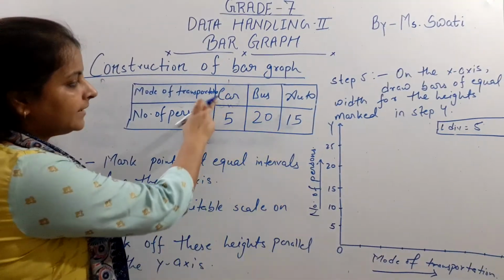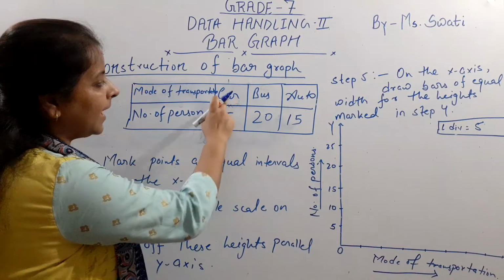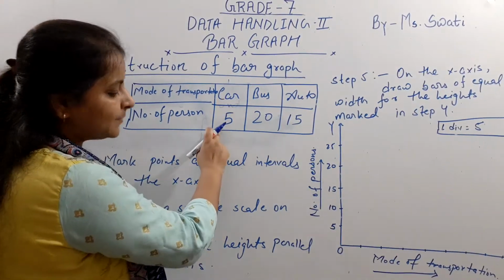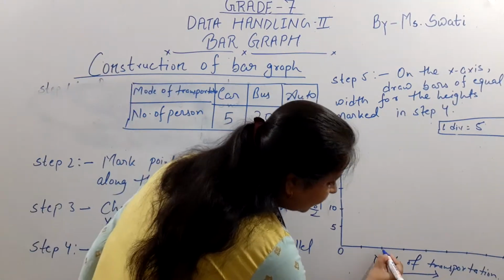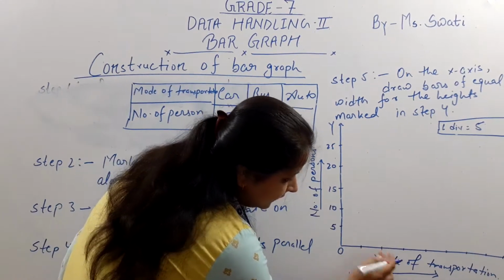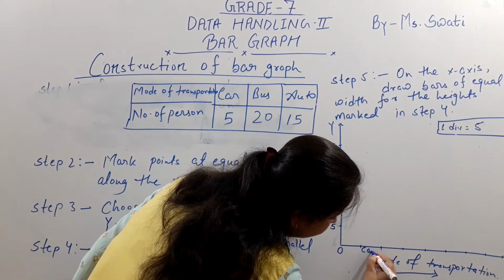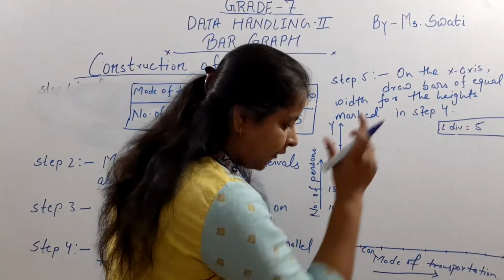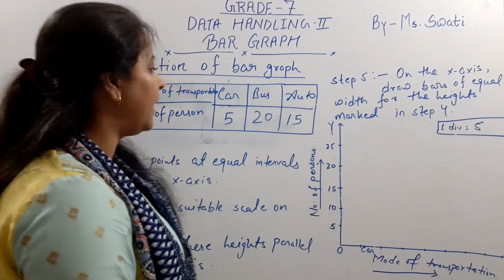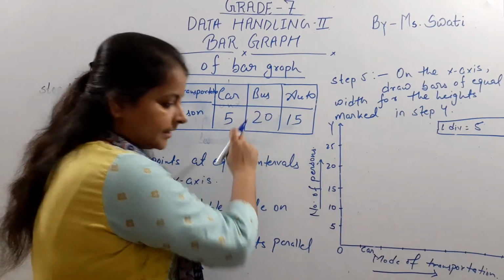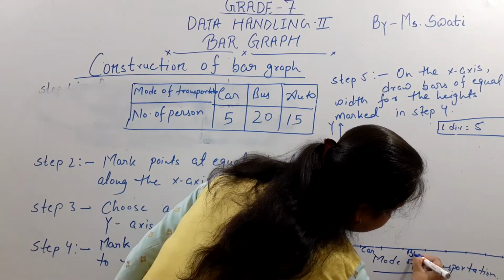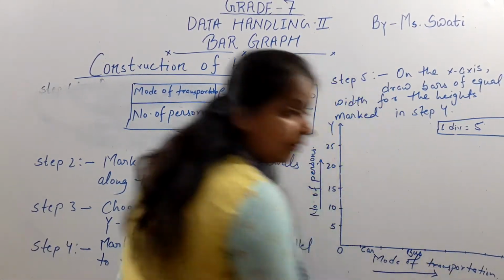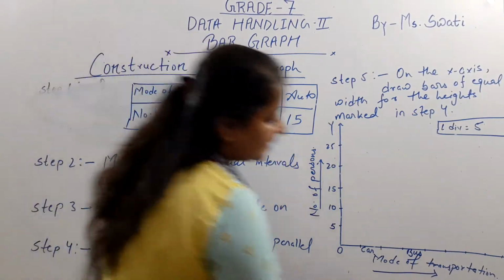Now, number of persons traveling by car. Our first mode of transportation is car. So, in the first division, we write here car. Now, we leave 1 unit for the space between consecutive bars, and the next is bus. So, we write here bus. Again, we leave 1 unit, and next is auto.